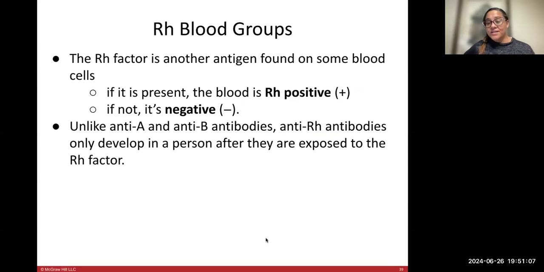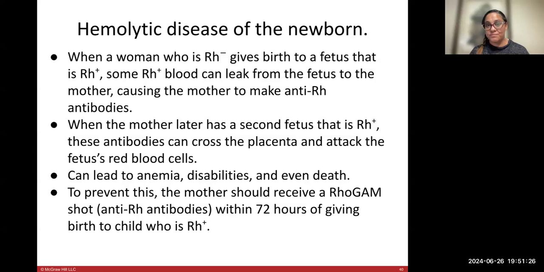The Rh factor is another antigen found on some blood cells. If it is present, we just say the blood is Rh positive. If it is not, it's negative. Unlike anti-A or anti-B antibodies, anti-Rh antibodies only develop in a person after they are exposed to Rh factor, which doesn't happen very often except for childbirth.